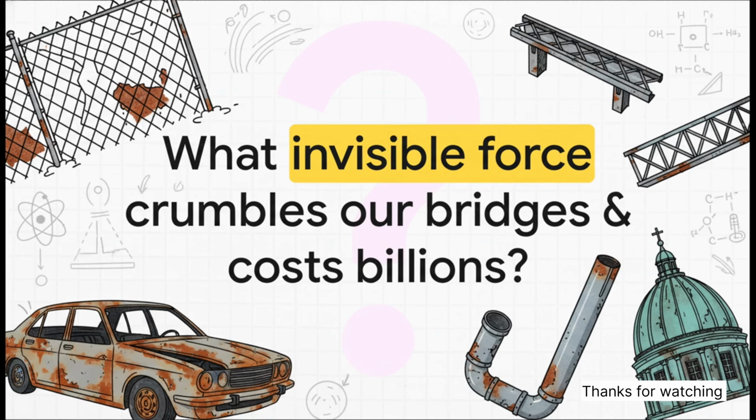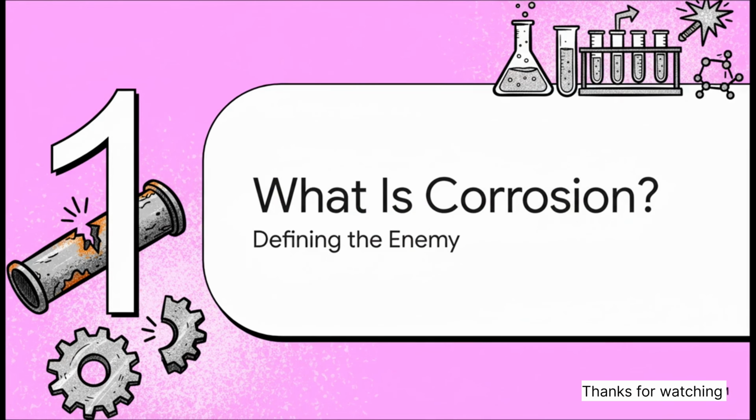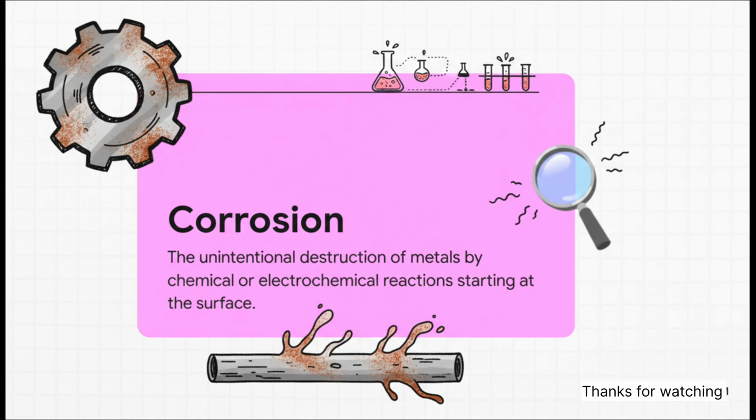But today, we're not just going to look at what it does, we're going to get into the nitty-gritty chemistry of why it happens in the first place. All right, let's dive in. To really get a handle on this, we need to start with a clear, scientific definition of what we're actually dealing with. Okay, a couple of words in here are absolutely key: unintentional and undesired.